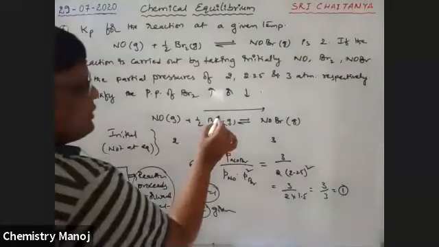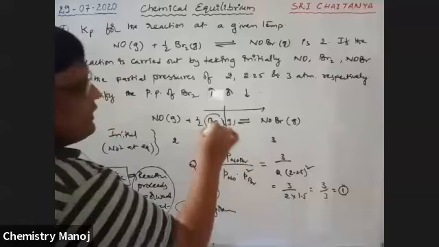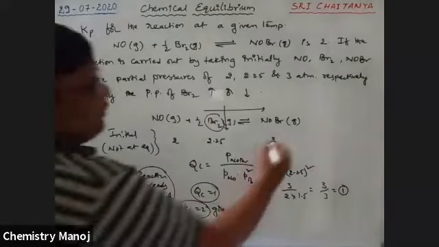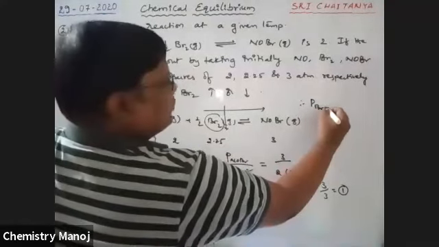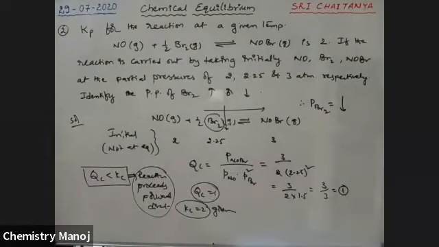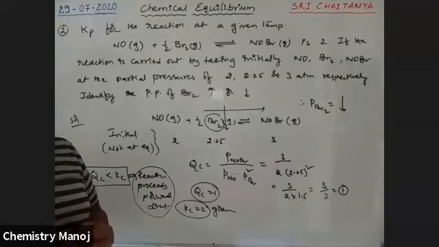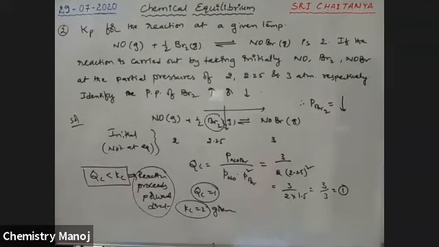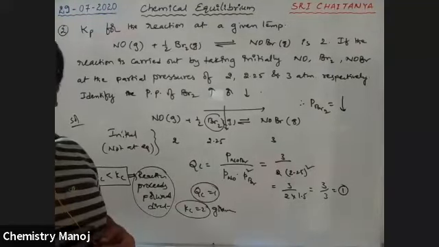Because of this, the bromine concentration decreases because it is involved in the reaction. Therefore, the partial pressure of Br2 decreases because the forward reaction takes place. Whenever the forward reaction takes place, the reactants' concentrations or partial pressures decrease, so the partial pressure of NOBr increases. Here Qc is less than Kc.